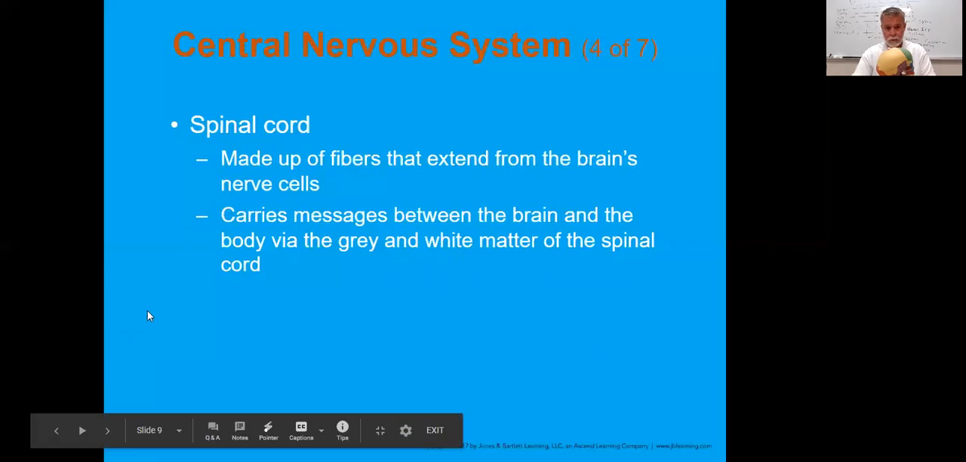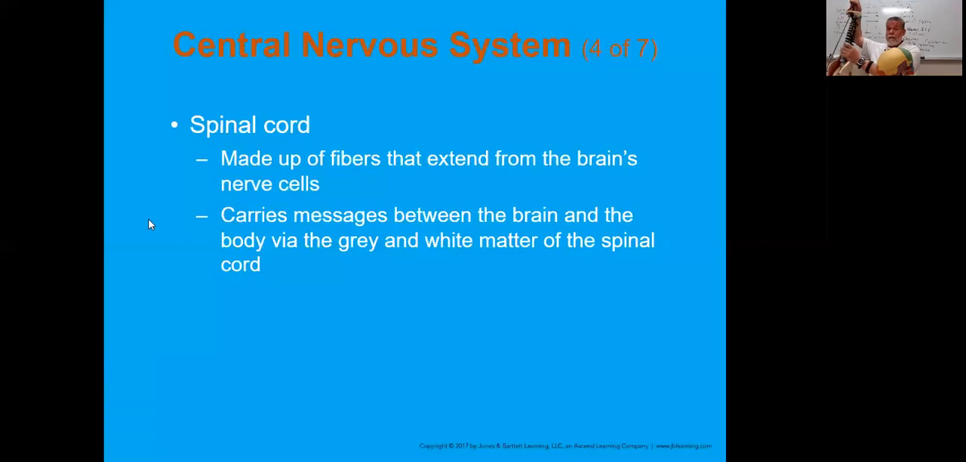On the spinal cord, again, that's why I say make sure you look at these things and get the idea about how these things innervate or move through each other. But it carries messages between the brain and the body via this gray and white matter, right? It can send some signals, and there are some really cool times where it can just bypass that and send it straight to the nerve.